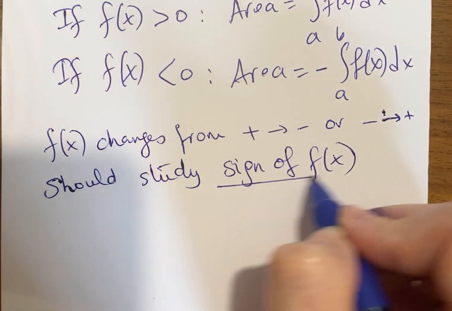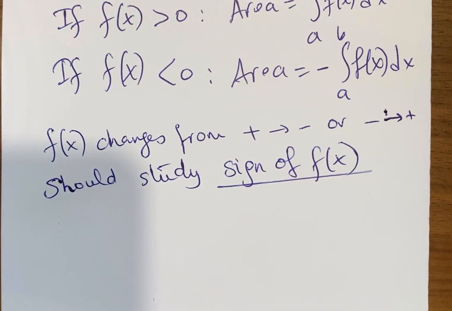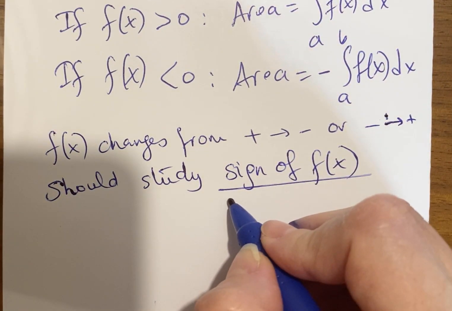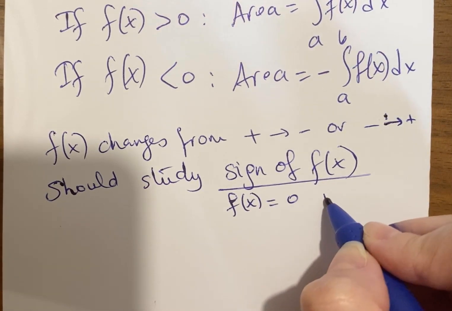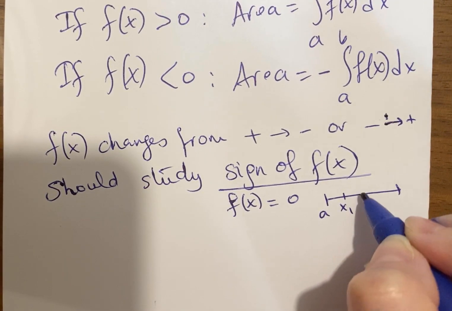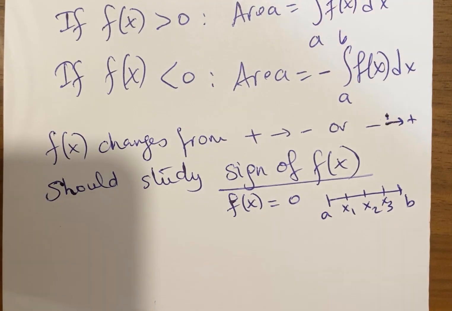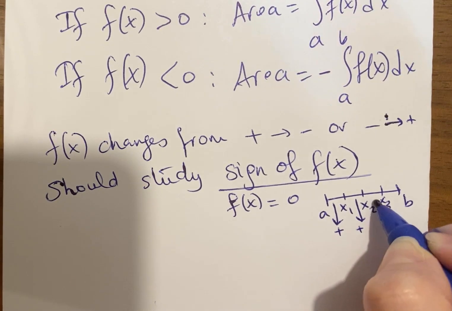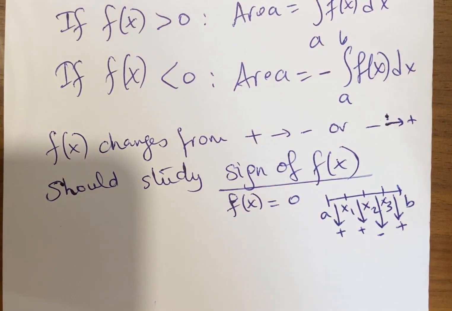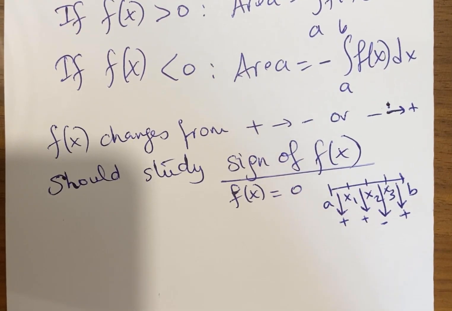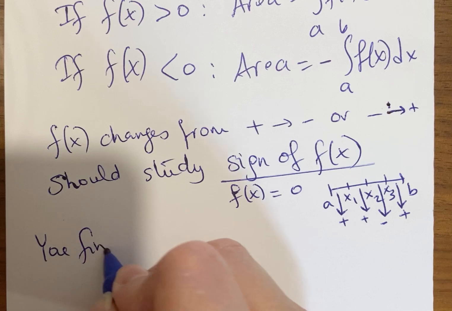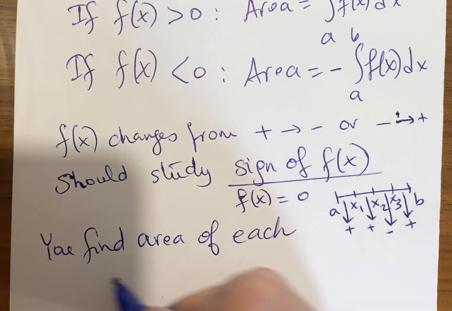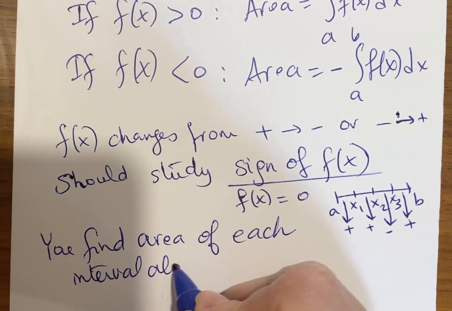We already know how to study signs of functions. Remember, we've done this, we've practiced it very much. How do we find the sign of f of x? You find zeros of f of x, and then you put them over the interval from a to b in order, and then you check the signs. Is it positive here, for example, negative here, and then positive here? Let's assume you take values and you substitute them. Then after you study the sign of f of x, you find the area of each interval alone.